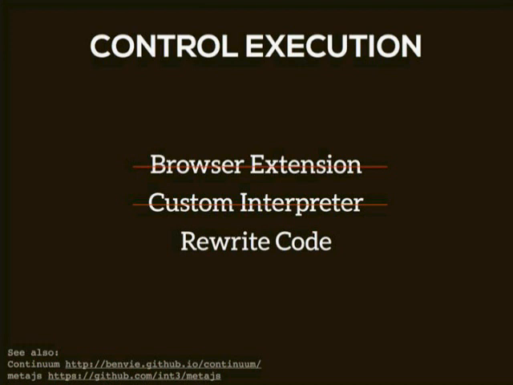The most common control of execution that you see is maybe like the Chrome developer tools, the debugger tools. And we didn't want to write a browser extension. We wanted it to just work right away. And we didn't want to write a custom interpreter either. There's a couple actually really cool ones. Check out Meta.js. And there's even Continuum, where they've written an ES6, an ECMAScript 6 virtual machine in ECMAScript 3.